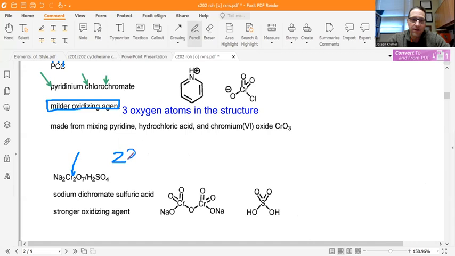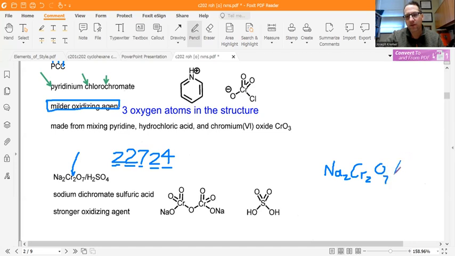Now, class, you will need to draw this formula correctly. I've said before, 2, 2, 7, 2, 4, you're going to need to remember the subscripts. Na2Cr2O7, H2SO4. It has to be that, okay? You have to communicate what reagent you need. While I don't need you to draw the structure, I do need you to know the subscripts. I'll do them live for you. 2, 2, 7, 2, 4. And you should do this too. The more times you write it out, the more you'll remember it.